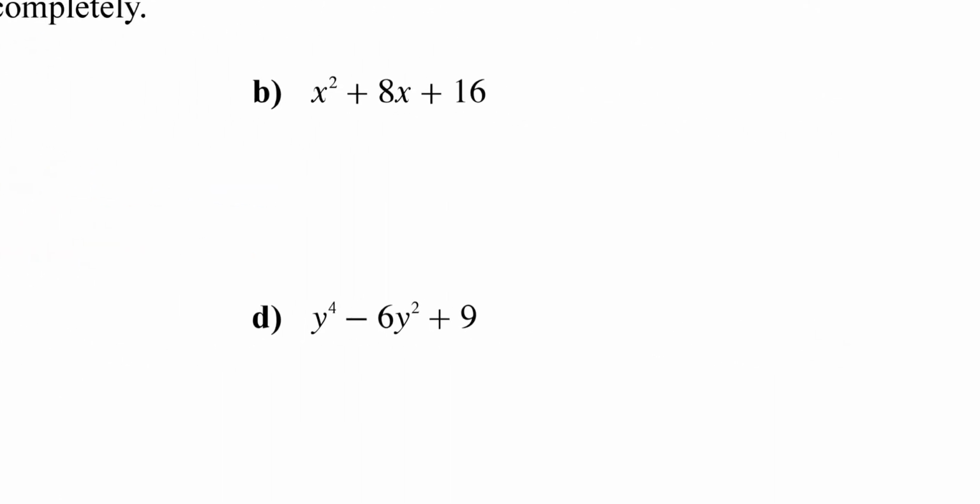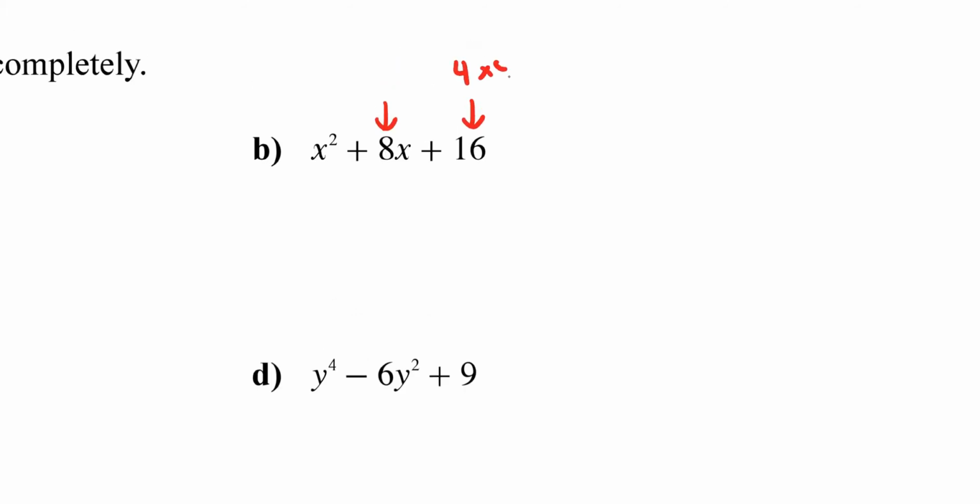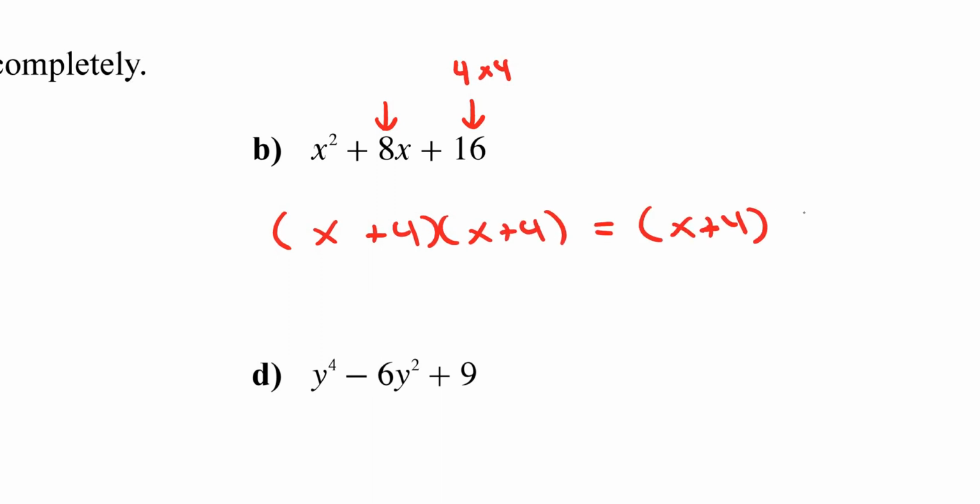Okay, let's move on to letter B. We need two numbers that multiply to 16, and those two numbers need to add to 8. So I'm thinking 4 times 4, and 4 plus 4 is 8, so this will be x plus 4 and x plus 4. And since both of those terms are the same, you can write this as x plus 4 all to the power of 2.